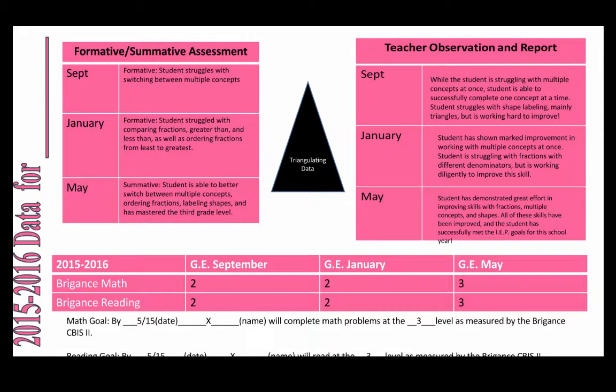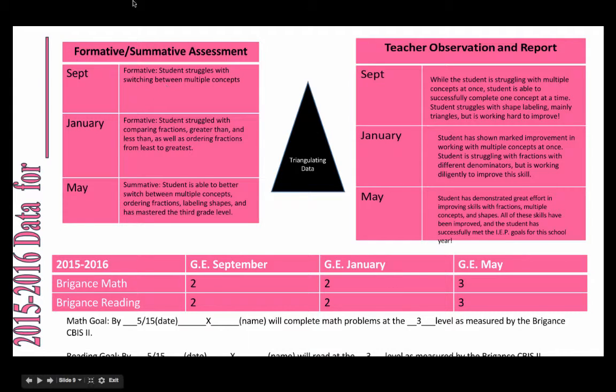So this is an example of a student's results. This is the triangulation data point sheet. What we see here in the formative and summative assessment, right here on the left, we see where this particular student started in September. The student was struggling with switching between multiple concepts, and over the course of the year, the student, through the different stuff they were doing in class, showed different weaknesses, but at the end, here in May, the student was able to better switch between multiple concepts, order fractions, label shapes, and mastered the 3rd grade level.